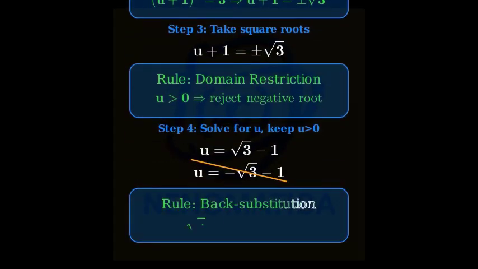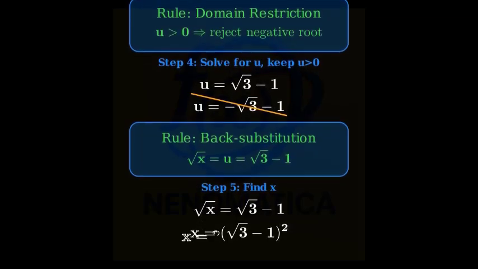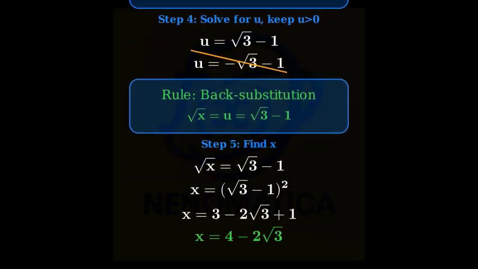Step 5. Back substitution. Since u equals the square root of x, we have square root x equals square root 3 minus 1. Squaring both sides gives x equals the quantity square root 3 minus 1 squared, which simplifies to 4 minus 2 square root 3.